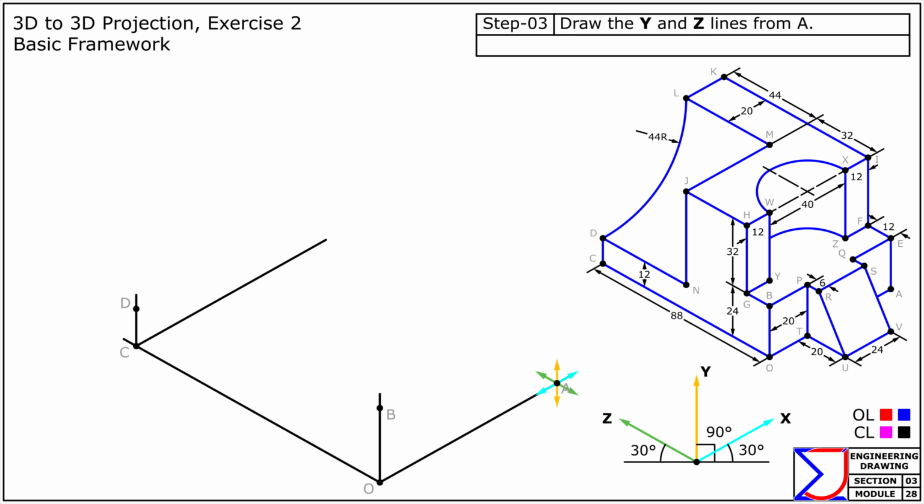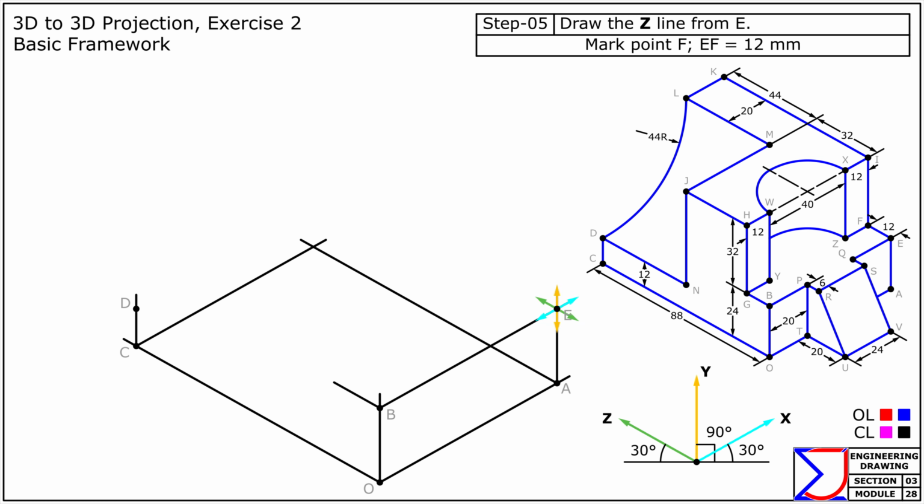At point A, draw the remaining parallel lines. At point B, draw the remaining parallel lines. The intersection obtained is point E. At point E, draw the remaining parallel line. Mark point F at a distance of 12 mm from E. At point F, draw the remaining parallel lines. The intersection obtained is point G. At point G, draw the remaining parallel line.